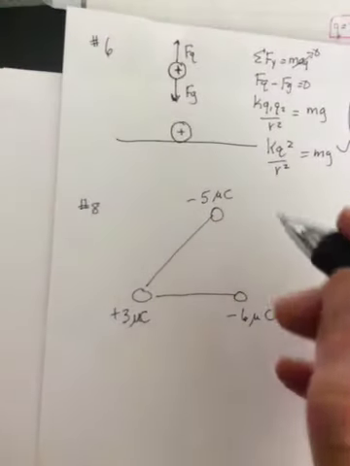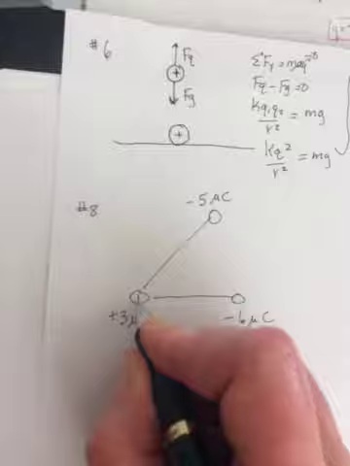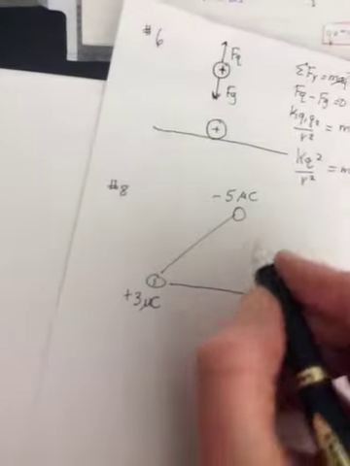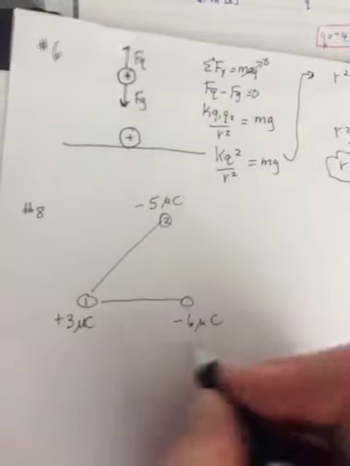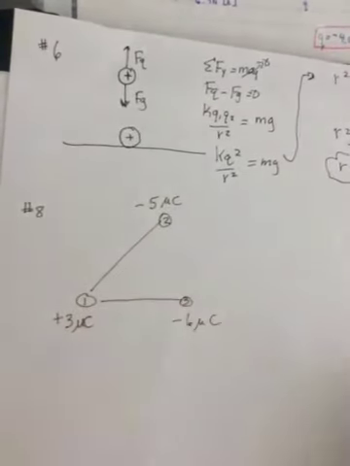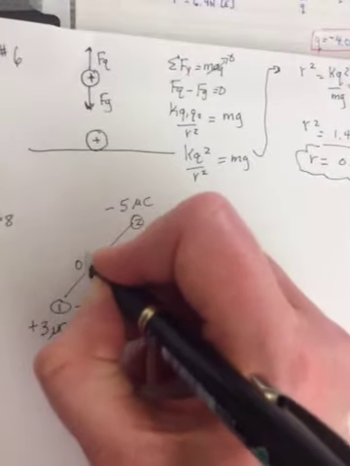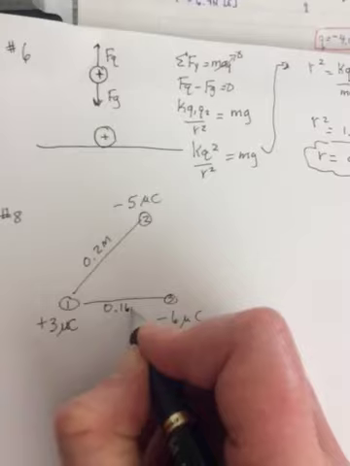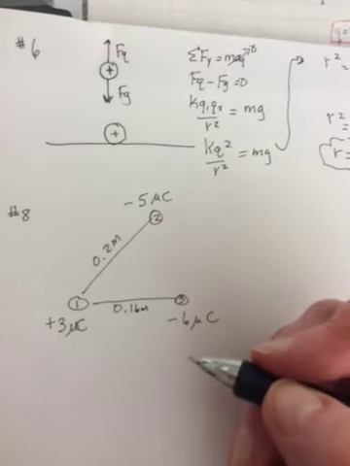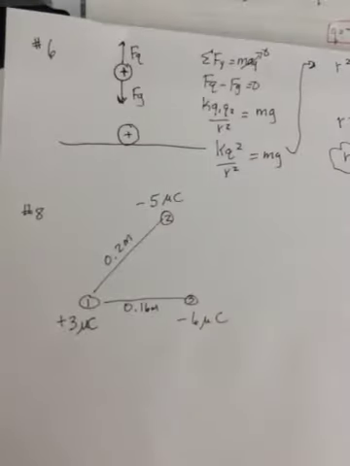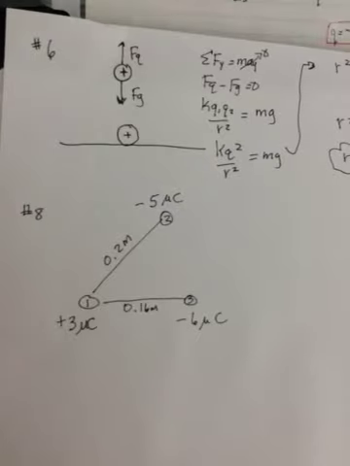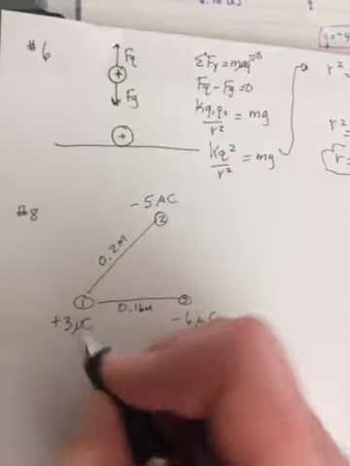This one is number 1, this one is number 2, and this one is number 3. And this distance is 0.2 meters, and this one is 0.16 meters. And the question wants to know, okay, so charge A, I called it 1. I'm on number 7. What is the net force on Q1? So what is the net force on this guy?